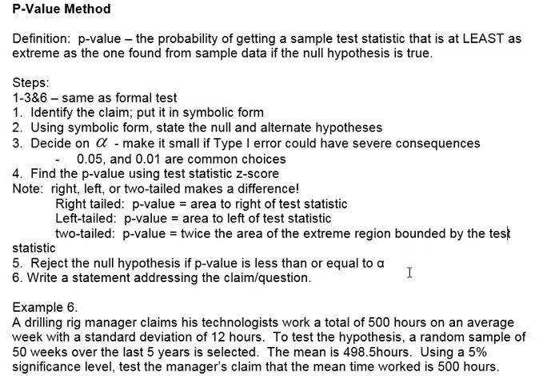And reject the null hypothesis if our p-value is less than or equal to alpha. So our decision step is a little different, right? Instead of saying, is the test statistic inside the critical region, we're going to be saying, is the p-value less than alpha? And last is the same, we write a statement addressing the claim or question.